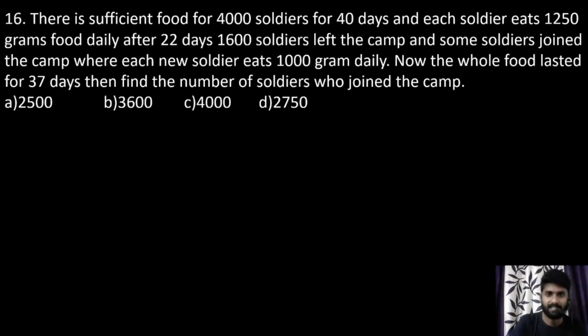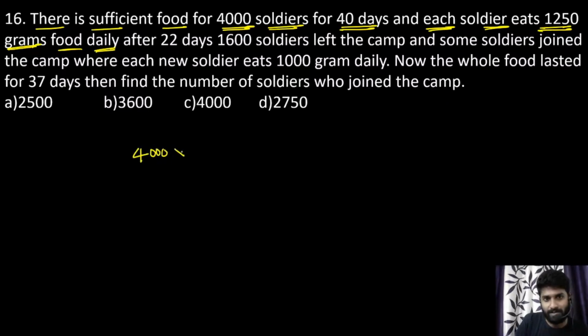Yes, here is question number one. Just try it yourself and give me the answer. There is sufficient food for 4,000 soldiers for 40 days, and each soldier eats 1250 grams of food daily. So the total food you just consider as the work. Now see, the initial planning: 4,000 members, planned for 40 days, and the consumption of food is 1250 each.